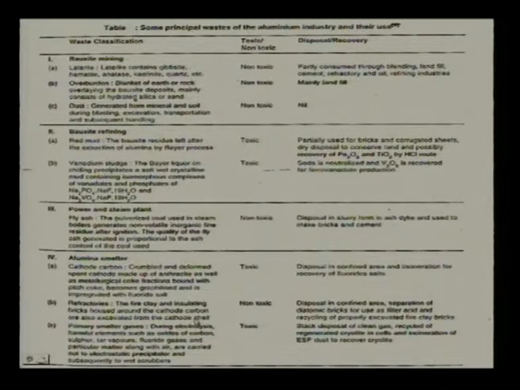Refractories also give non-toxic waste, they dispose in confined area, and then we have primary smelter gases which are toxic. We can only think of stack disposal of clean gas, recycled or regenerated cryolite in cells, and incineration of ESP dust to recover cryolite. So, the gases that are coming out, we might try to recover cryolite from that. So, there are all kinds of things coming out of the aluminum industry. Solutions are found partly, sometimes wholly for certain things, but there is a lot that remains to be done.